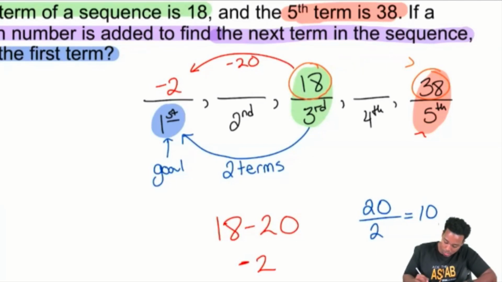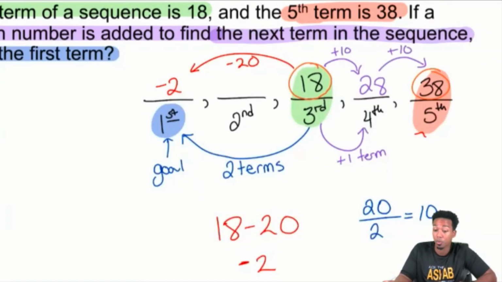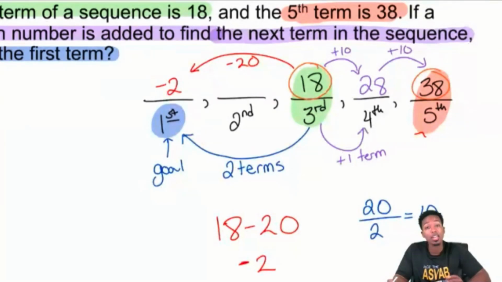What I can do is say, hey, if I'm doing 1 term, I'm adding 10. I'm adding 10. Will that still work? Everybody, if I start from 28 to go to 38, will that still work? Yes or no? Will that still work? So yes, it does.